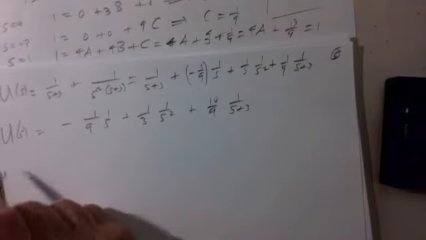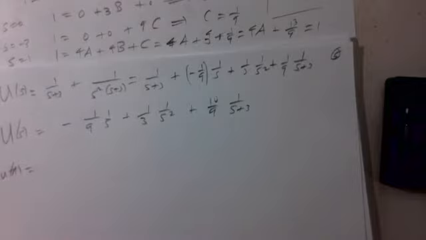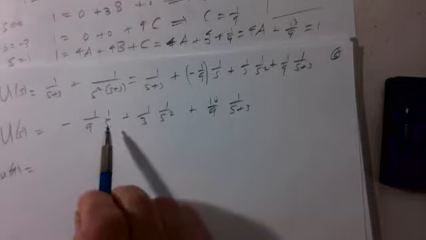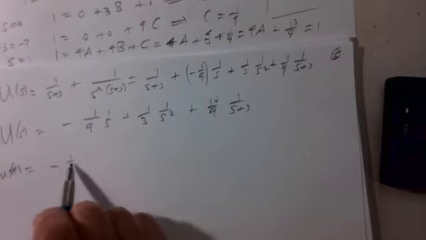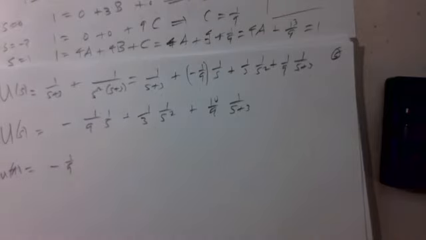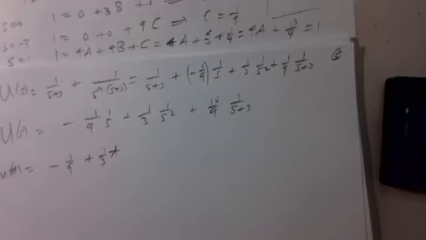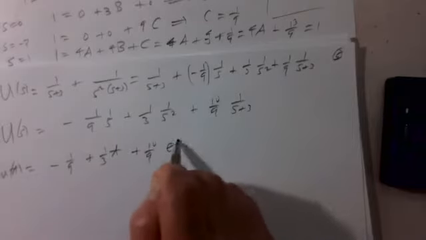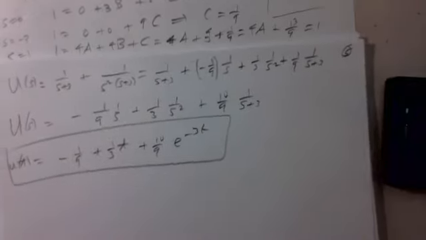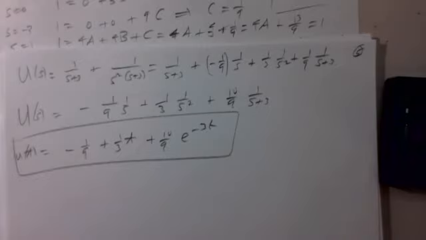So it follows that u of t is what? So the inverse Laplace transform of 1 over s is 1. So this is minus 1/9. The inverse Laplace transform of 1 over s squared is t. This is 1/3 t. The inverse Laplace transform of 1 over s plus 3 is e to the minus 3t. So that's the answer. And let's check.